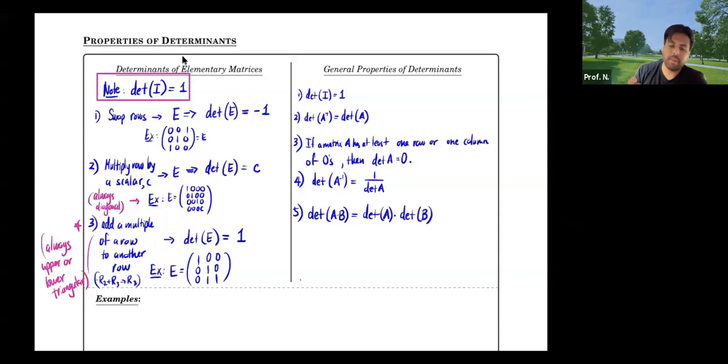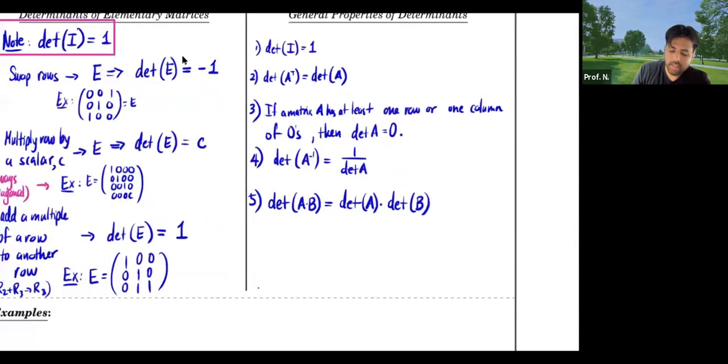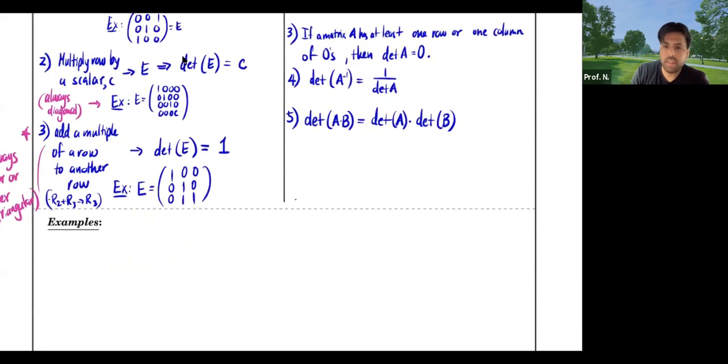Now, the last 2 properties are very important, and in a sense, they're almost symbiotic here. So if you understand the fifth property, then you would know how to find the determinant of A cubed. The idea is that the determinant of A times B is equal to the determinant of A times the determinant of B.